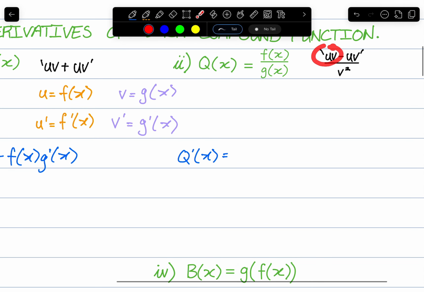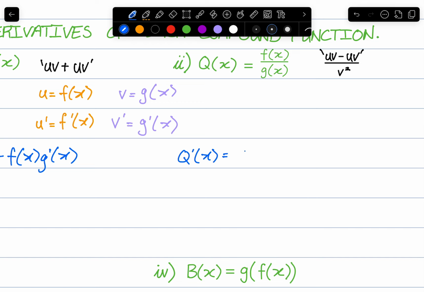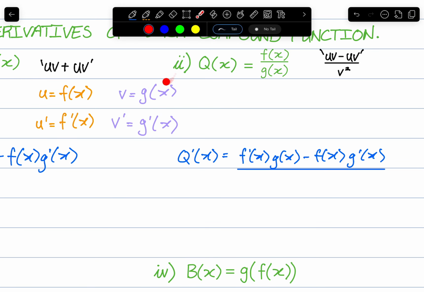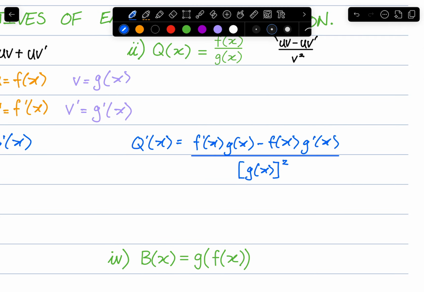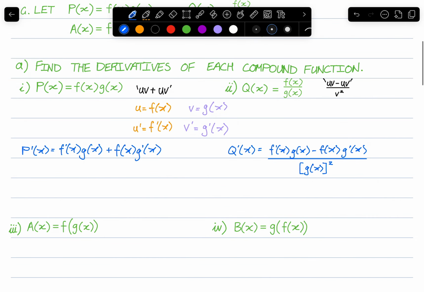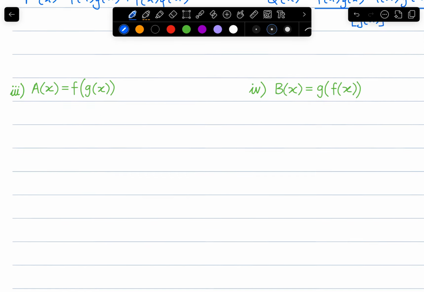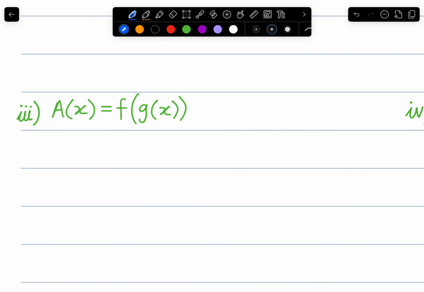following the rule again, u prime v. So that's written as f prime of x, g of x, minus u v prime, it's f of x, g prime of x, all over v squared. In this case, v squared is g of x squared. I'm going to write that like this. There we have the quotient rule with these generic expressions.